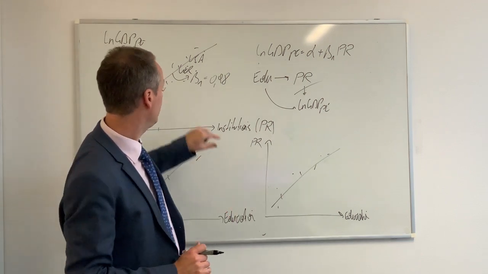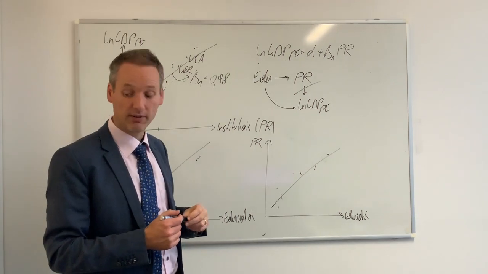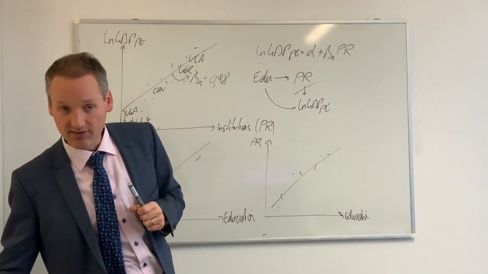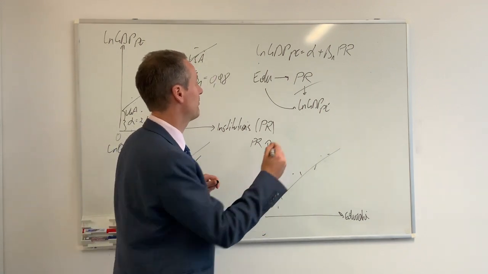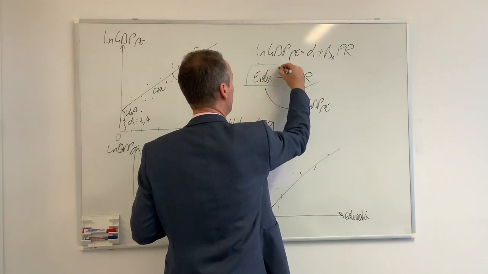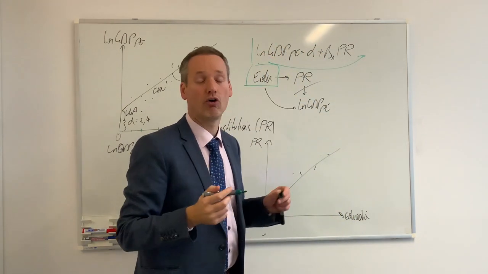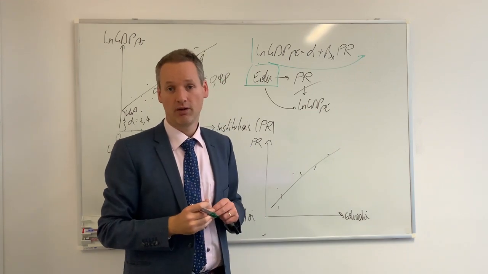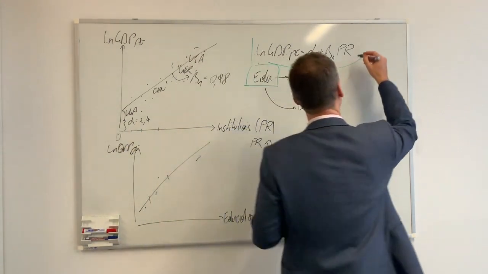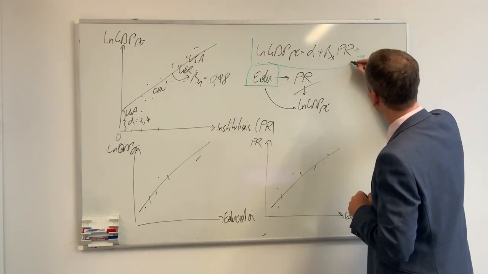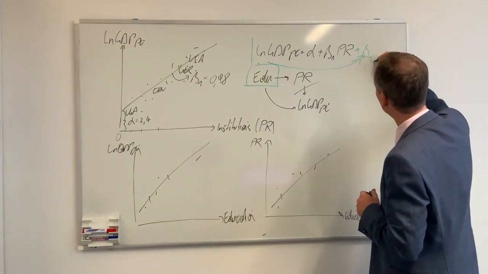Do I also find that institutions, property rights, are positively correlated to GDP per capita? So it may be the case that there is an endogeneity bias in these estimates coming from the fact that I do not account here in this estimation for education. How could I then take account of that? Well, it's quite easy. I simply add the variable that is potentially omitted, in this case, education.